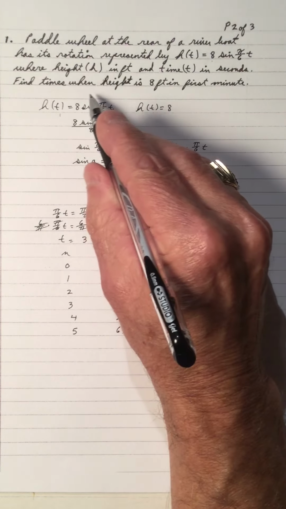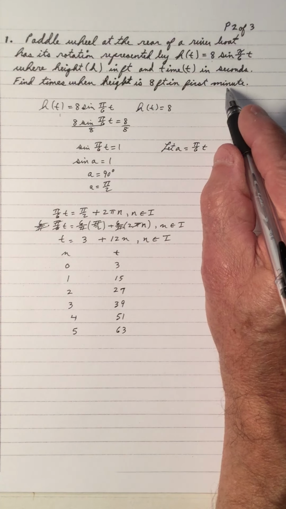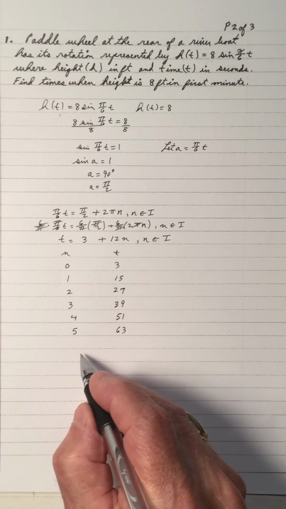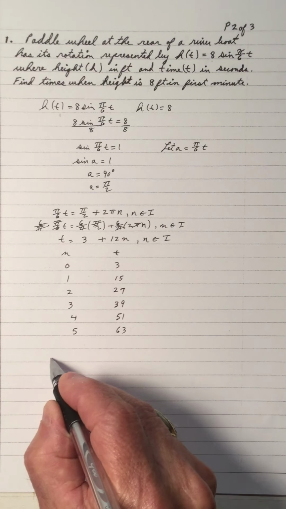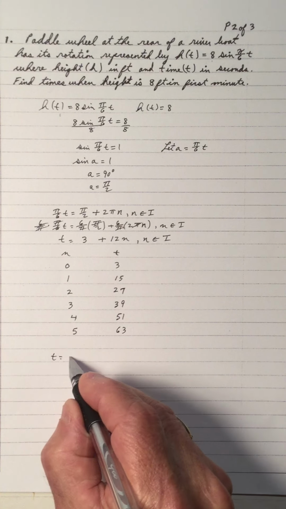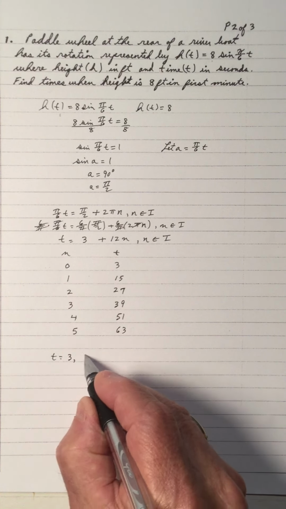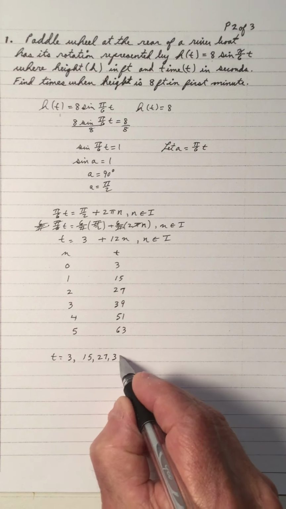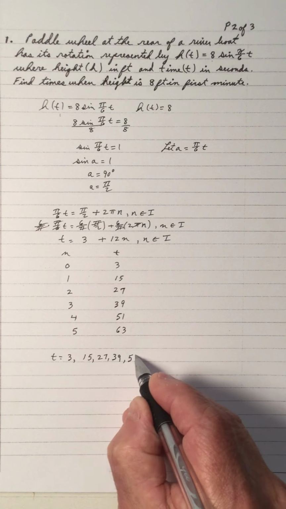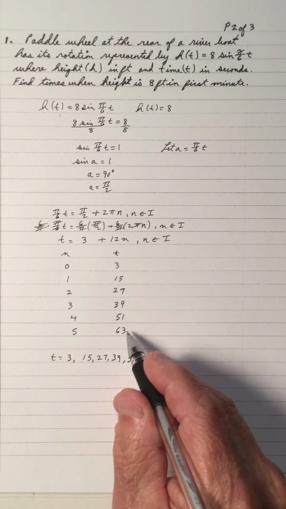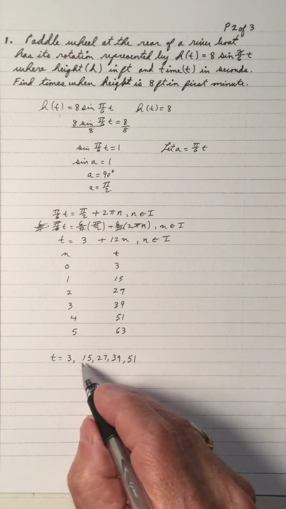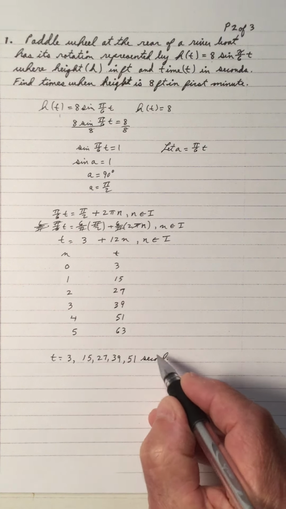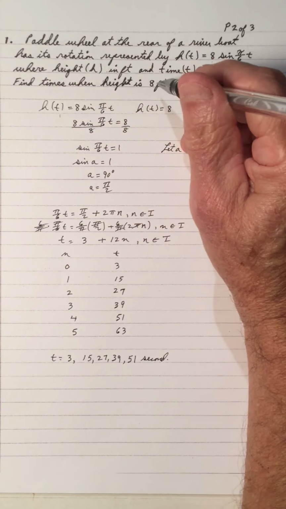So we want the times when the height is 8 in the first minute. The first minute is 60 seconds. So the height is 8 at 3 seconds, 15 seconds, 27 seconds, 39 seconds, 51 seconds. 63 seconds is not in the first minute. So these are the times in seconds when the height is 8 feet.